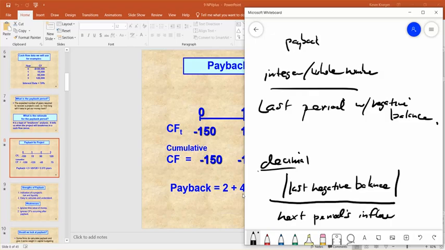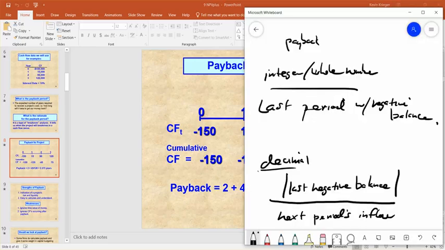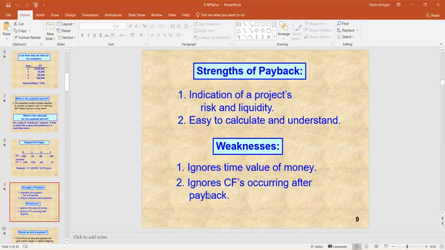So in this case, the last negative balance was negative 45. It was at time 2, so the next period, time 3's inflow is 120. So the right answer here is negative 45 over 120. But it's not negative because it's the absolute value. So 45 over 120 is about 0.375, and that's the answer that you're seeing on the slide, and that's the reason you're seeing the answer on the slide.